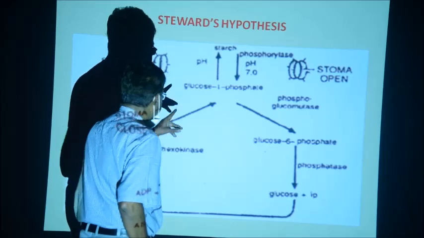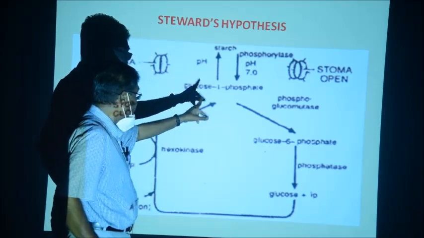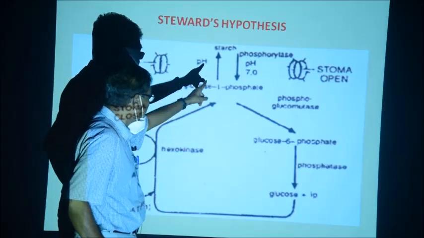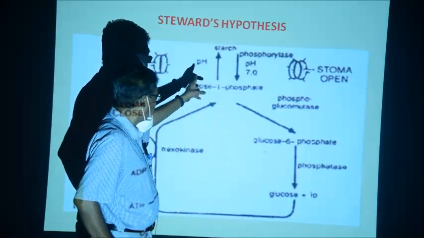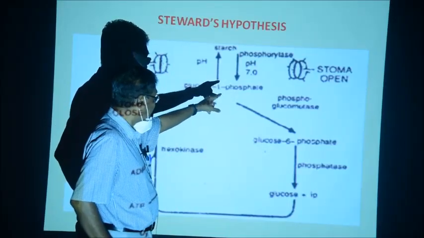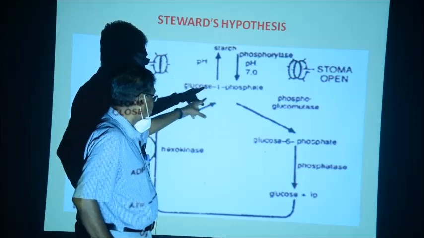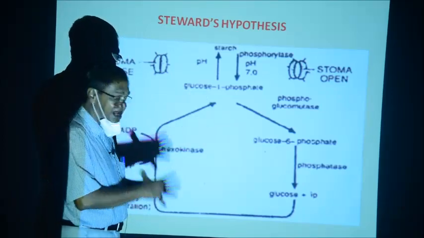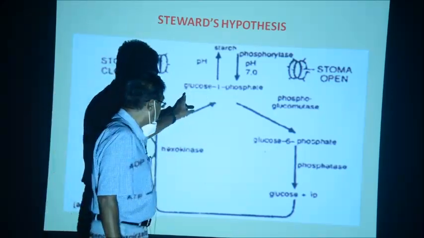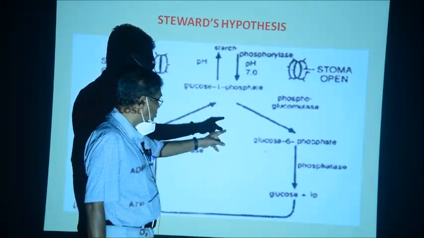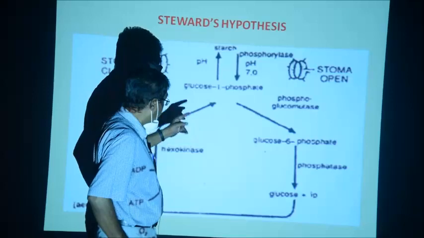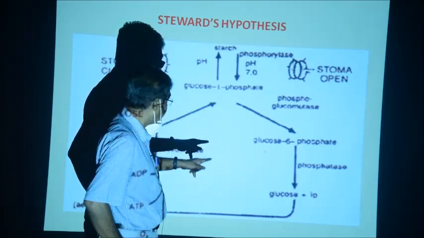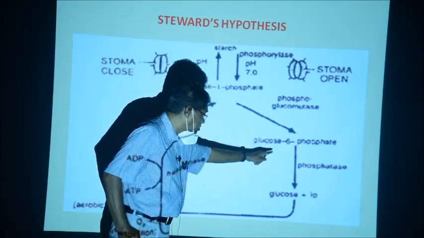Now, starch is converted to glucose 1-phosphate, which we have already said, and I was also mentioning the enzyme phosphorylase. The phosphorylase enzyme at pH 7 to 7.5 converts starch to glucose 1-phosphate. Glucose 1-phosphate is not osmotically active. So, what happens is glucose 1-phosphate is converted to glucose 6-phosphate. Both are the same, only the phosphate attached to glucose changes from position 1 to position 6.